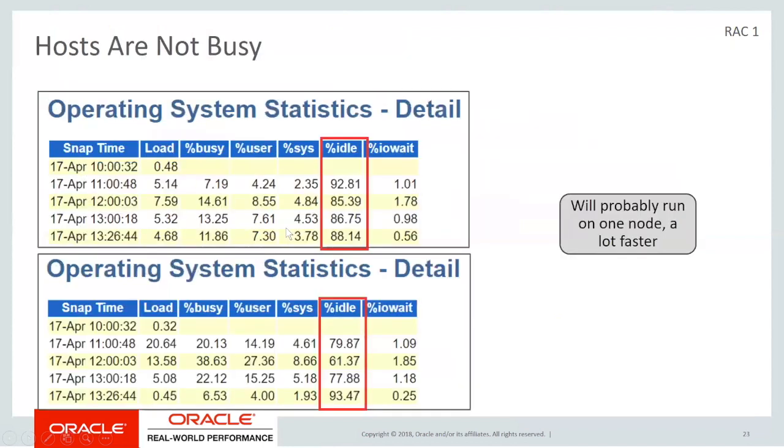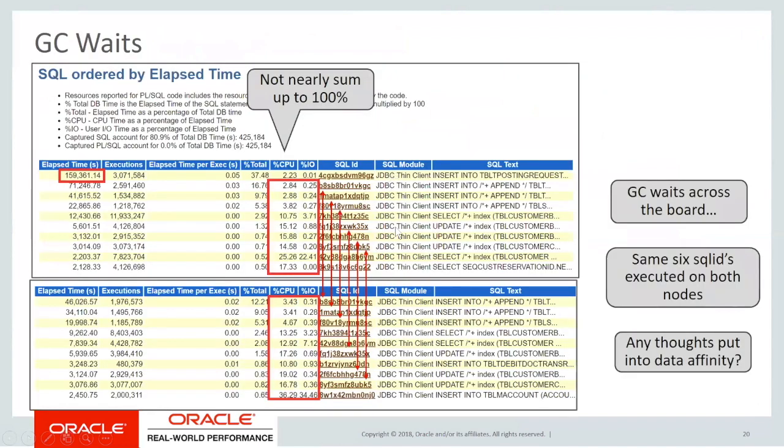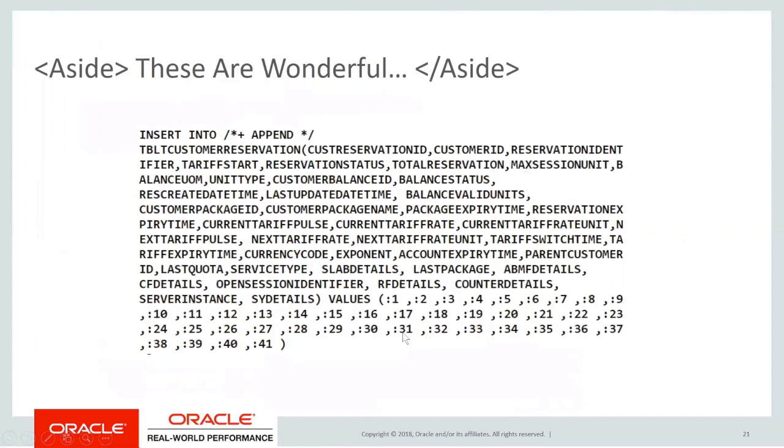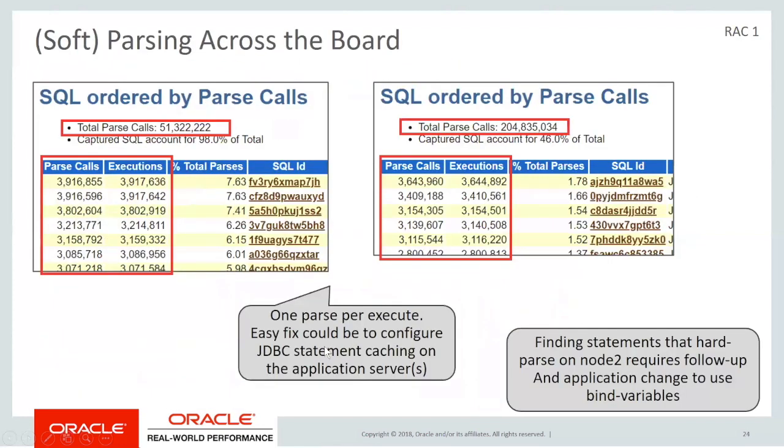Now, since we were using JDBC, very likely there's a universal JDBC connection pool involved here. And a very easy fix could be to just configure JDBC statement caching on the application servers. Especially if these are WebLogic servers, it's very easy to configure the statement cache. And then the parse calls would immediately go down.